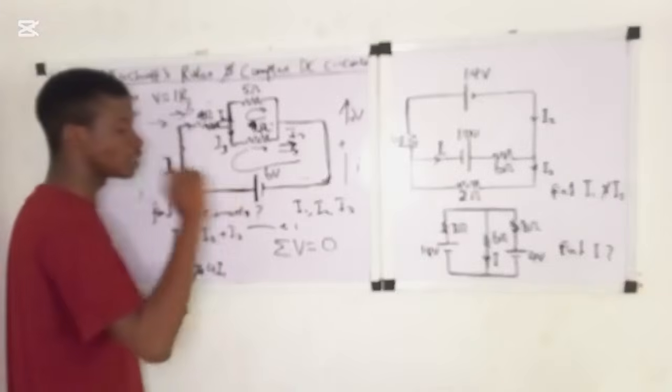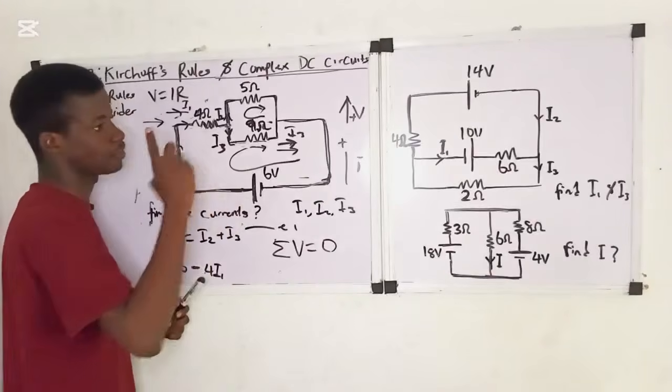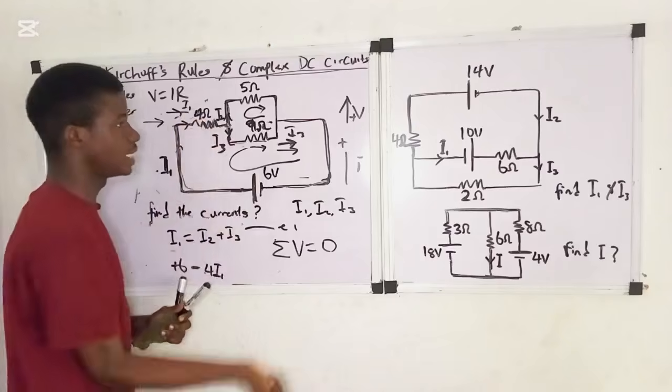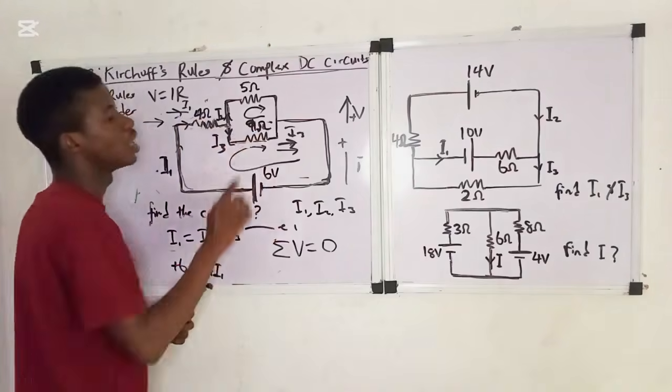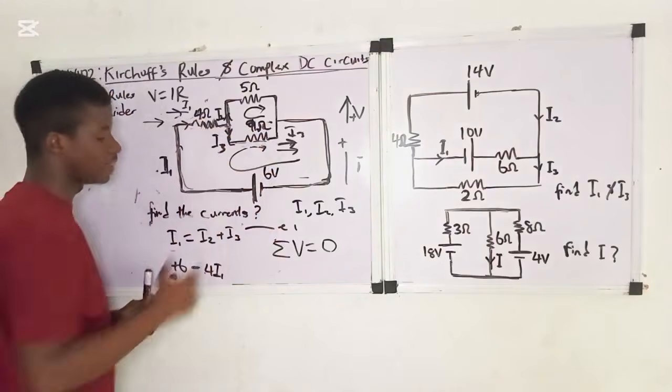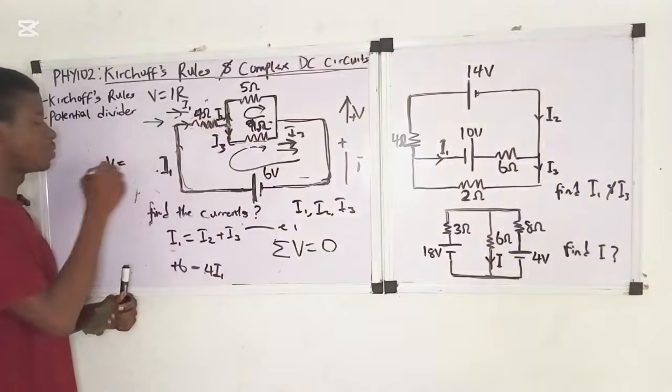Because I told you guys that when the direction of the loop and the direction of the current are the same, there's usually a decrease in voltage, right? Voltage will be negative across the resistor. So the resistor is 9, right? Yes. So the voltage will be negative here.